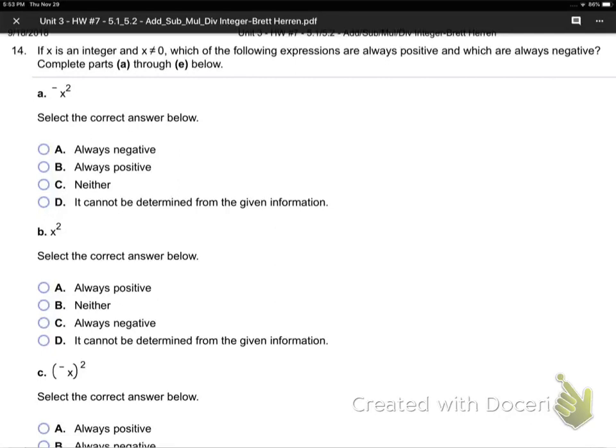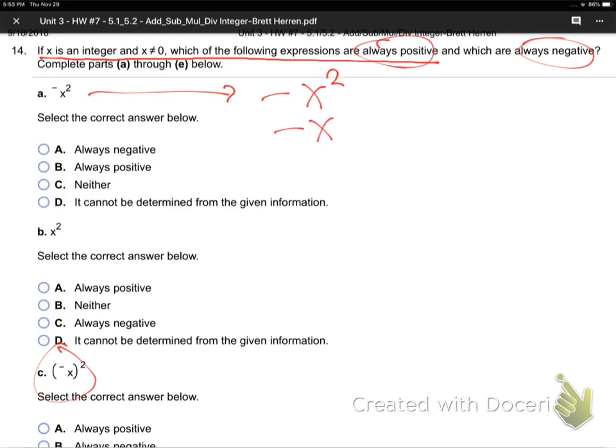Okay, so this is kind of an interesting question. If x is an integer, which of the following are always positive and which are always negative? So they start us, let me bring this over here, negative x squared. Now, is that always positive or always negative or kind of neither? Well, you have to realize what it means. If there's no parentheses, see down here in a minute we're going to get parentheses. If there's no parentheses, then it means negative x times x. See, the negative is not repeated. There's only two x's, not two negative signs.